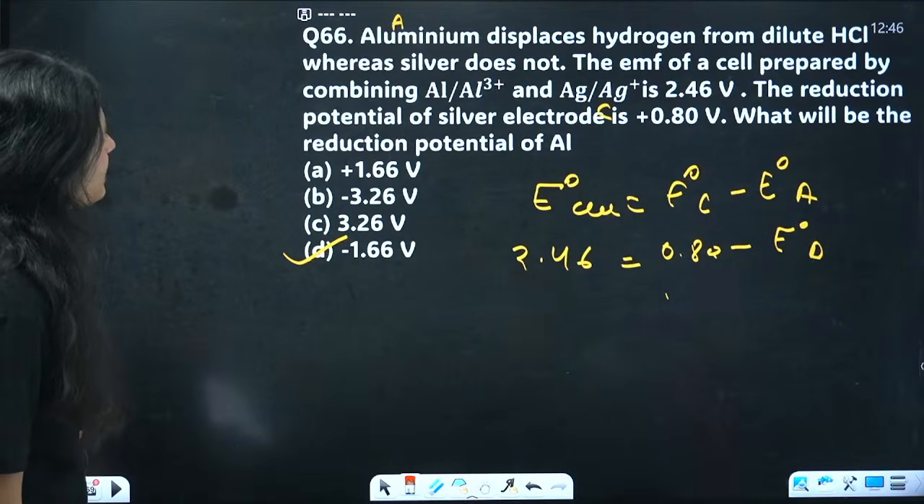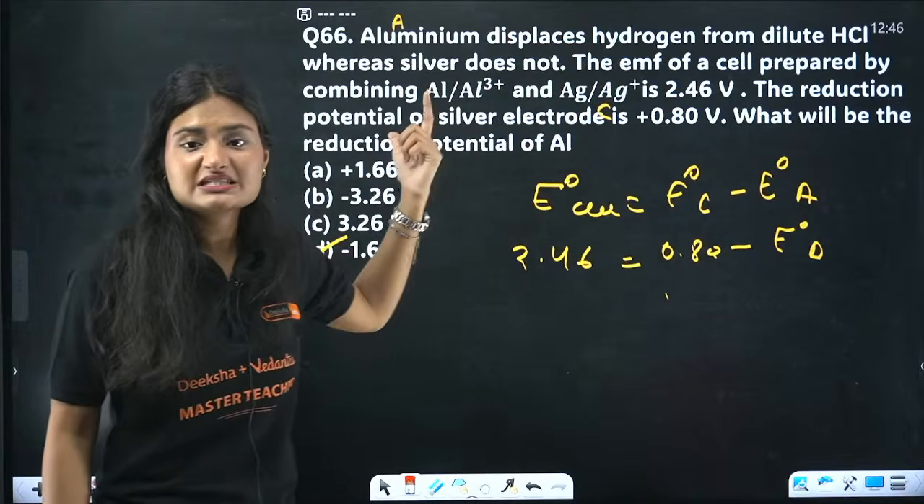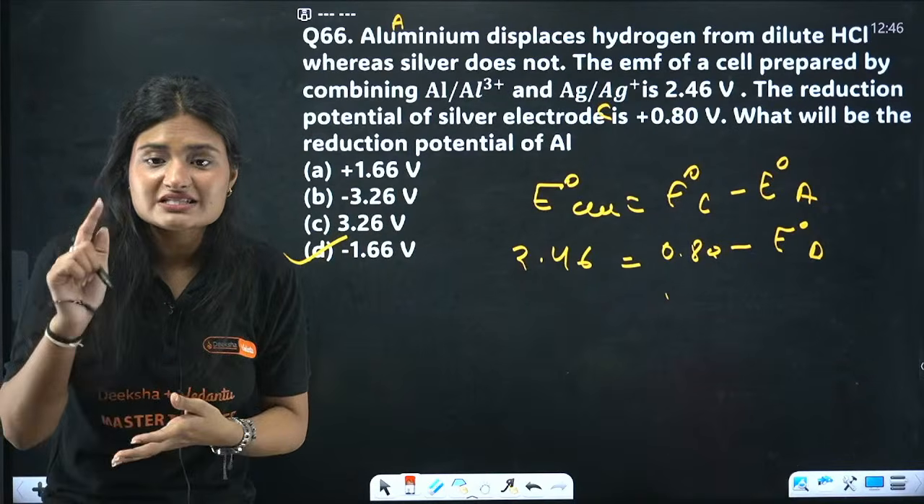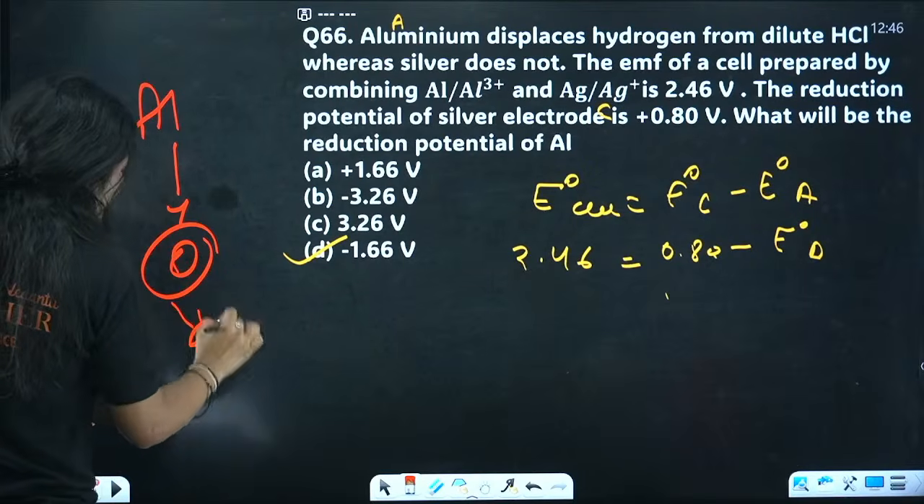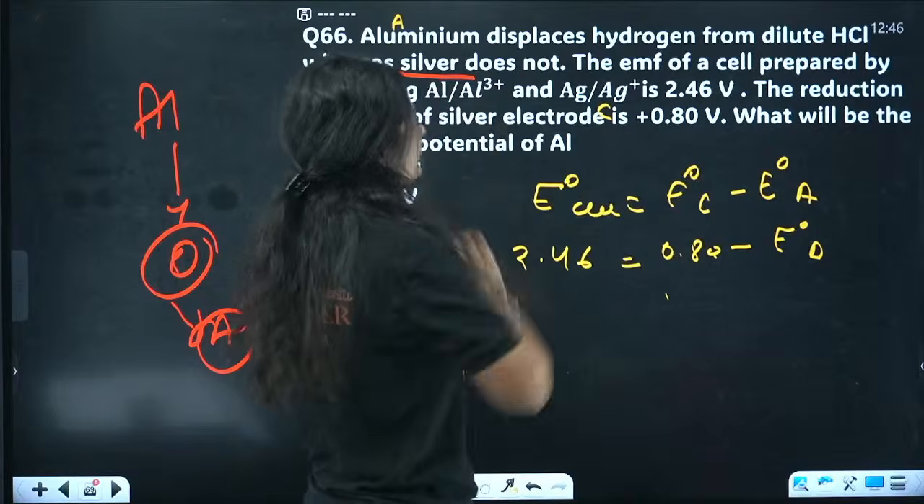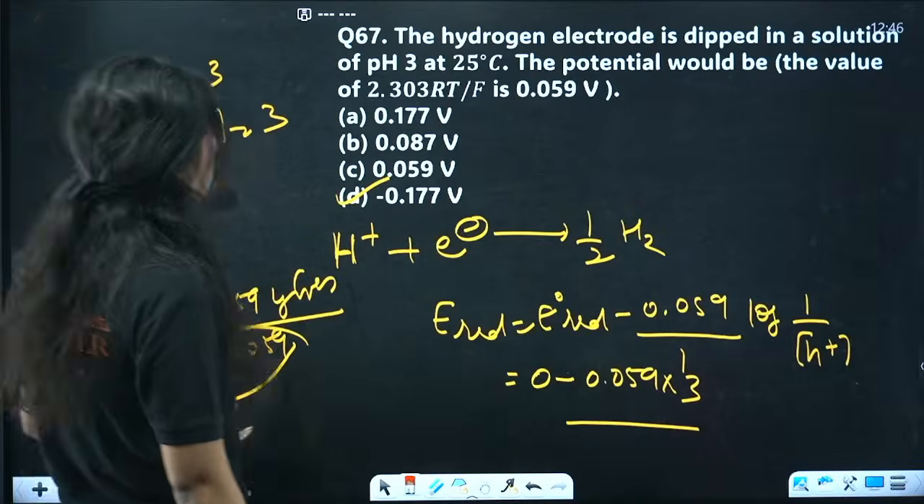Next question, we have aluminum displaces hydrogen from dilute HCl. Aluminum displaces hydrogen but silver does not. That means aluminum is more reactive. As I told you, the species that is more reactive will be oxidizing. That means it will be anode. Okay, what will be cathode? Silver will be cathode, and E naught cell is E naught cathode minus E naught anode.